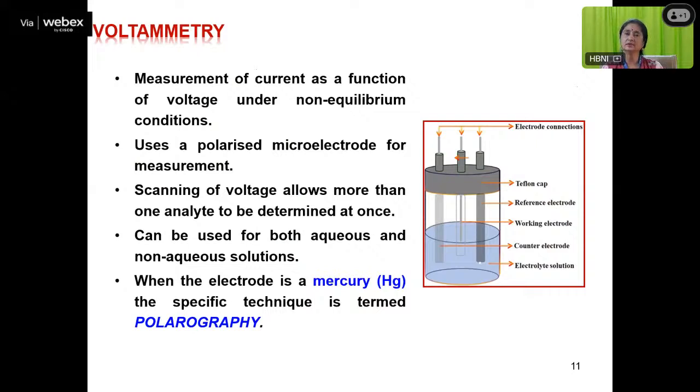So you can see the design of a cell in the case of voltammetry. Three electrodes are used: reference, working, and counter electrode. And then this is the electrolytic solution. There is a cap here, and these are the electrical connections. All these three electrodes will be connected to electrical connections to make the instrument. So let us see it in some detail.